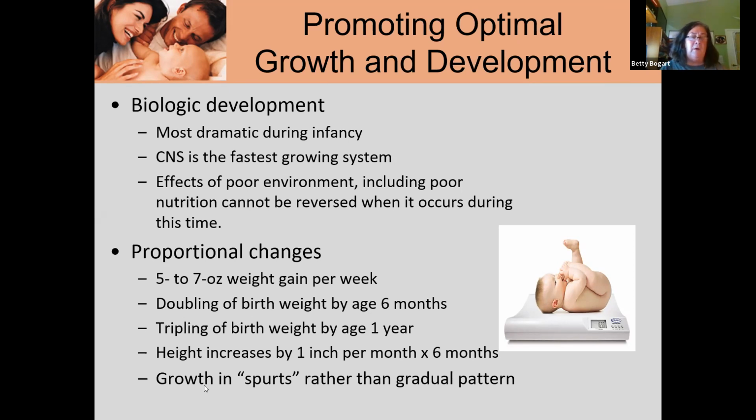So what do we know about the infants? Initially, they are born and they'll lose about 10% of the body weight. That's just a normal newborn thing because they're floating in water, so they have water saturation. After that, they gain their weight back and it's 5 to 7 ounces per week. And we've already covered it in the Kahoots, but birth weight is doubled by 6 months, tripled by 1 year, and they get taller and taller.